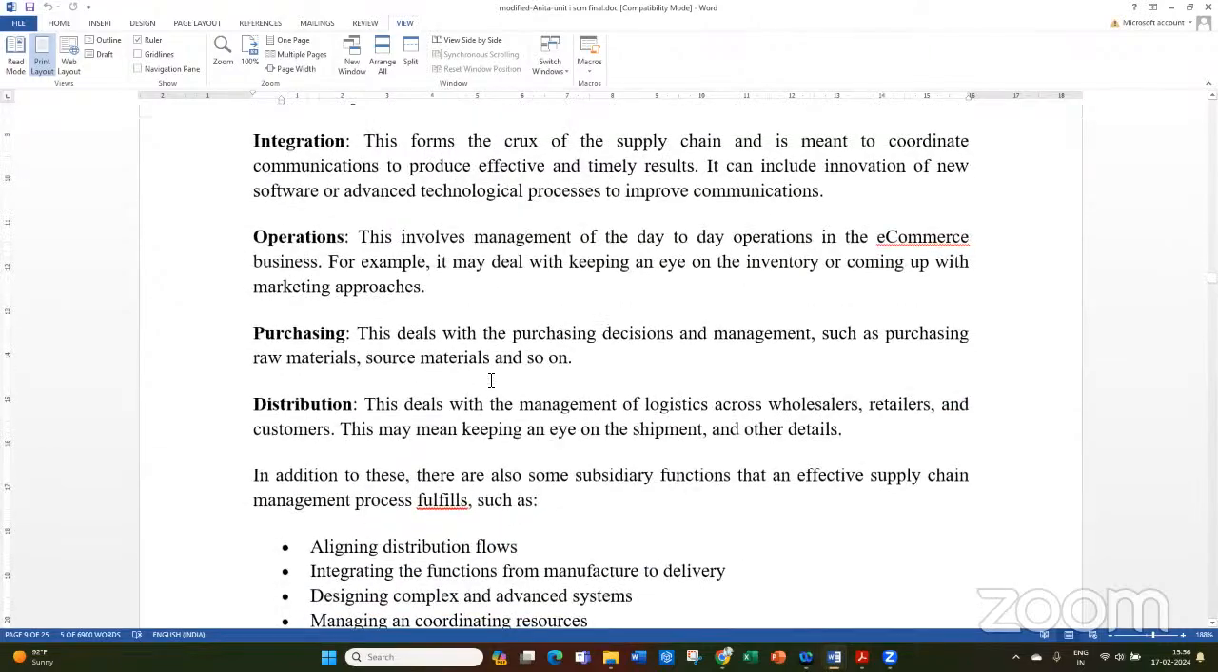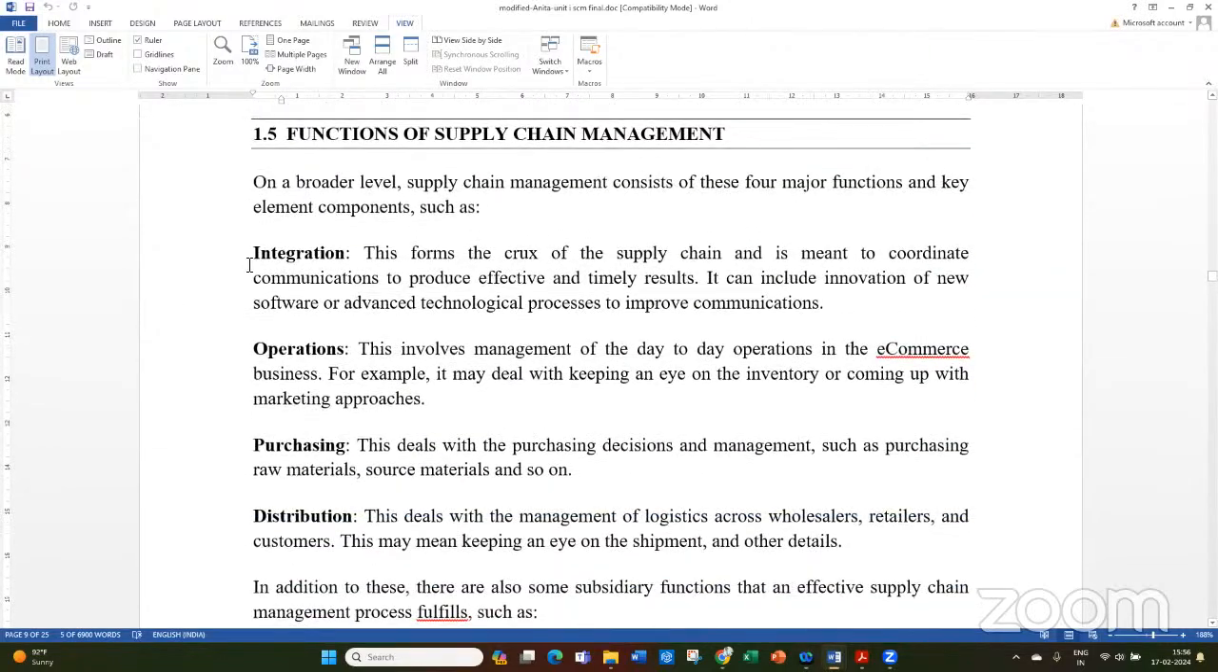So then coming to the supply chain functions, integration. As I told, integration of all software of integration is required for this.